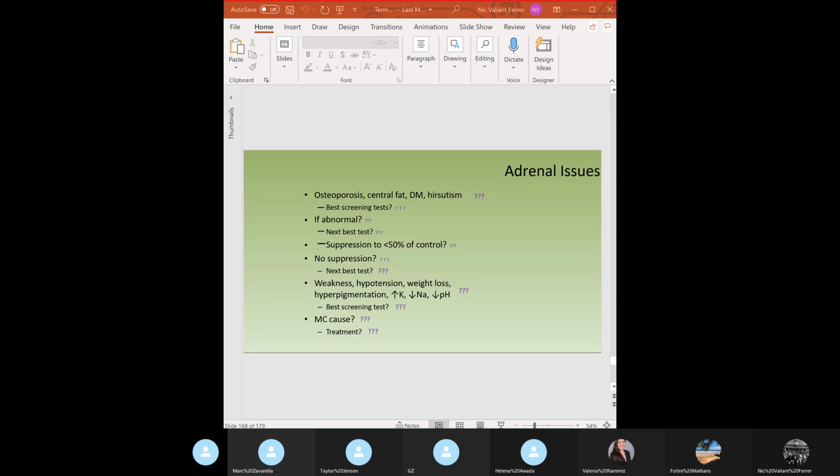If the patient has weakness, hypotension, weight loss, or hyperpigmentation, think adrenal insufficiency. What's the best screening test for adrenal insufficiency? Cosyntropin stimulation test, right? Most common cause, autoimmune. Think about Addison's disease, right? What's the treatment for Addison's? Sodium chloride resuscitation, or long-term replacement of your dexamethasone and fludrocortisone.